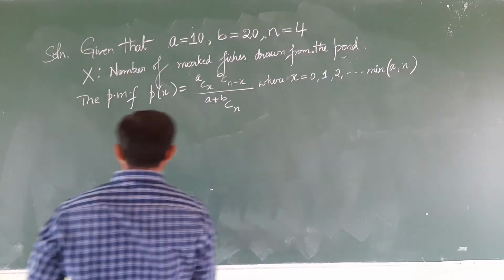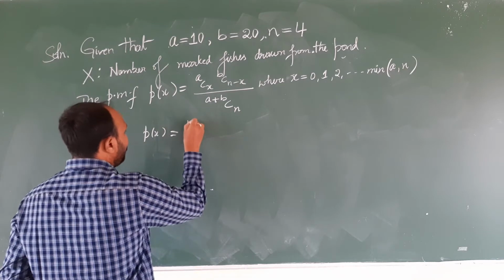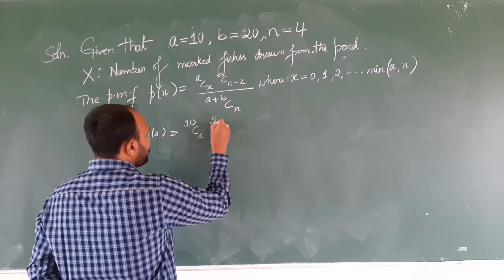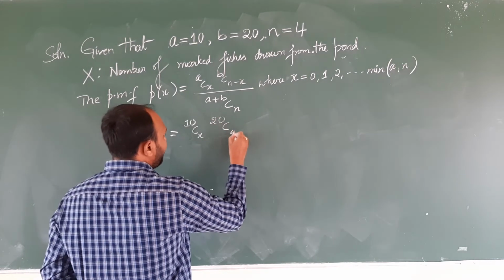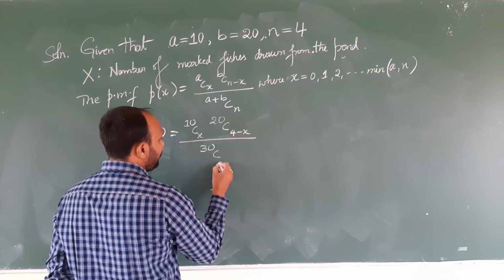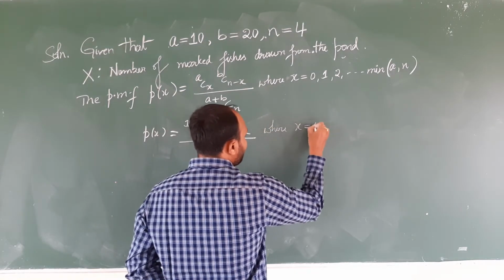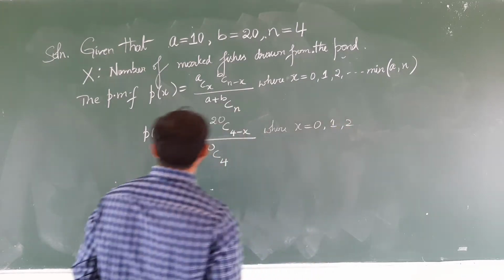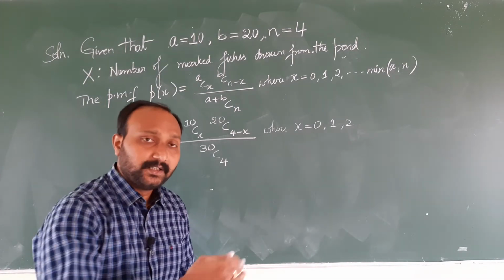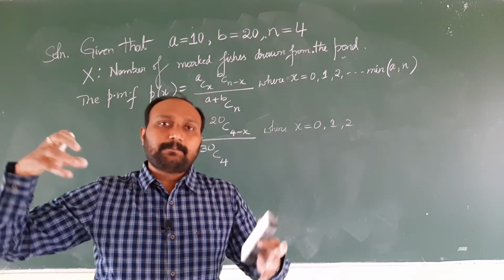Let us go with the customized version for this. P of x is equal to, what is the A value here? 10 C x. B value is 20 C 4 minus x, divided by 10 plus 20, that is 30 C 4. What is x here? Number of marked fishes. There were 30 fishes in the pond. Out of them, only 10 of them were marked. We have drawn only 4 from the pond.